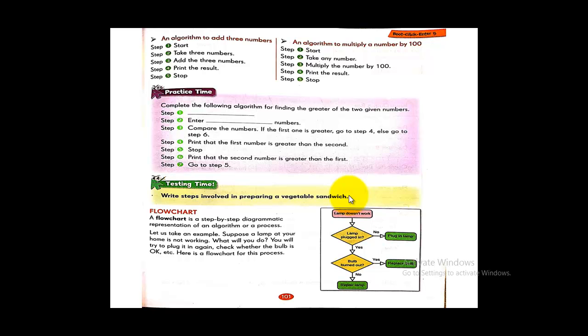This way you can write as many algorithms as you want in day-to-day life. What you are doing, you can write the algorithm. That is the correct step-by-step process. Okay. Now let's see.